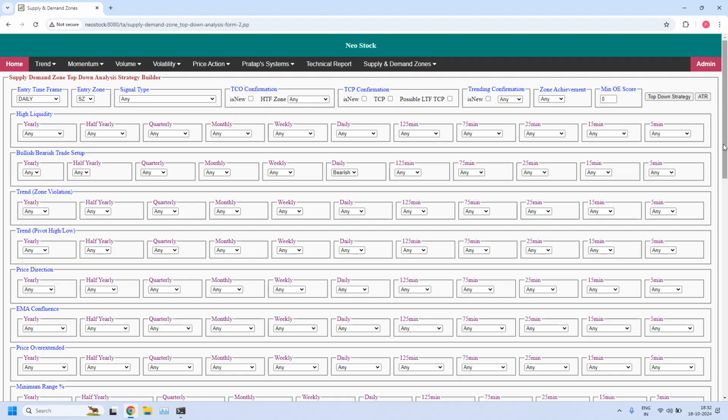One is zone confluence, zone achievement, and minimum odd enhancer score. For zone confluence, there should not be pierced zones. Zone achievement is violated opposing zone. Minimum odd enhanced score should be 12. And these filters should be applied to the daily supply zone.